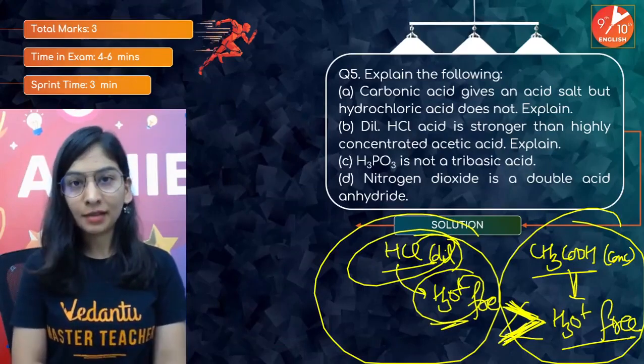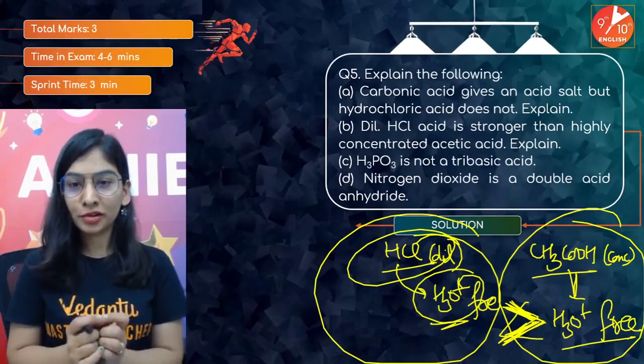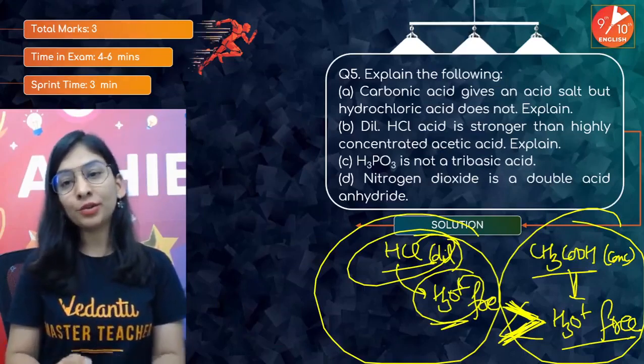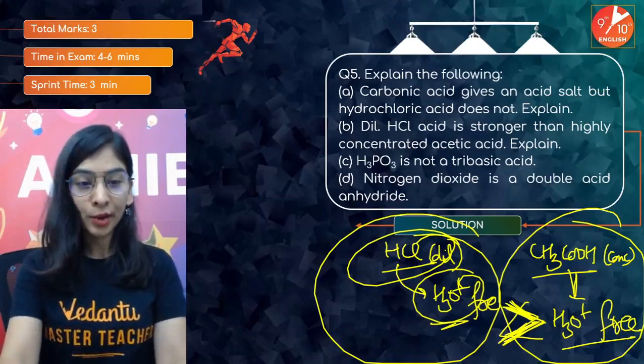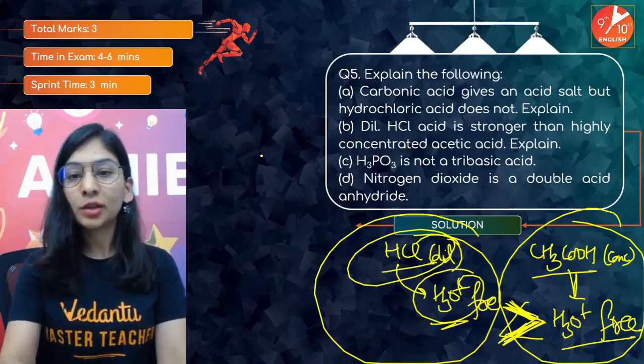So that was the B part. Now I hope it's easy also. See, H3PO3 is not a tribasic acid. Okay, that's also a good question. I'll try to erase some of the part and we'll try to explain. I can do it here also.